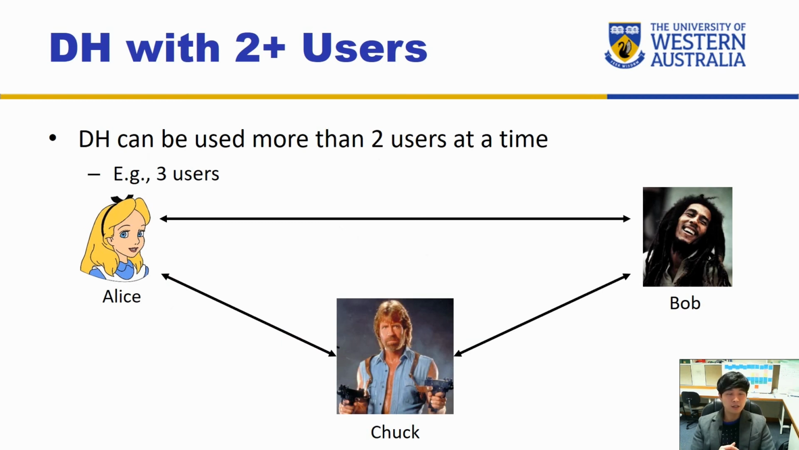So next, Diffie-Hellman can be used by multiple users, more than 2 users at a time, and the process is like this. Each user will send the value g to the power of their own private key to the next user. Normally it goes in cycles. Then in the second step, you raise it to the power of your own key again and forward it. Because we have 3 users, only 2 steps are needed.